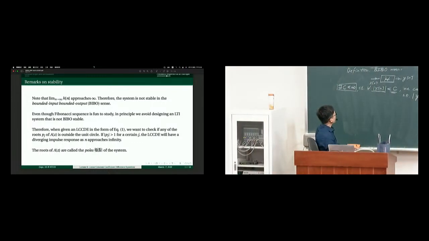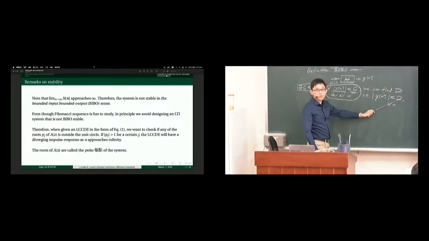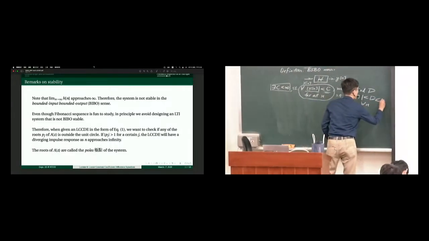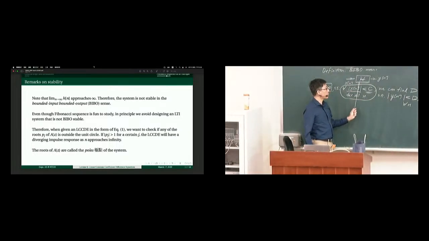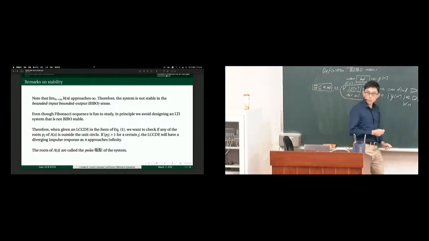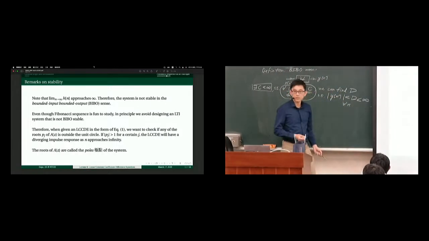Let me read it. We have a system which receives the input and produces the output. If the input is bounded, let's say for all n, then the output is also bounded by perhaps another constant, non-infinite, which is finite. If a system satisfies this criterion, we describe this system as BIBO, bounded input, bounded output, in this sense.